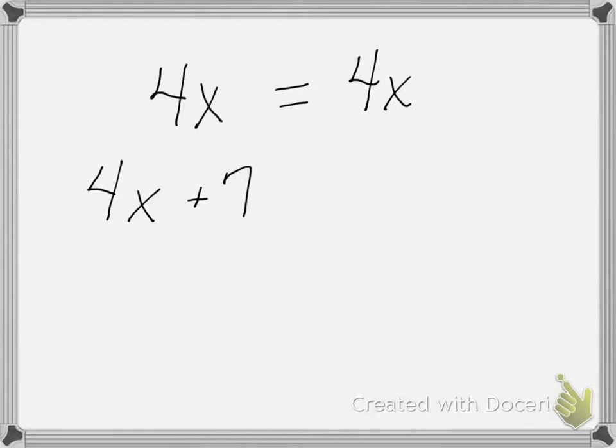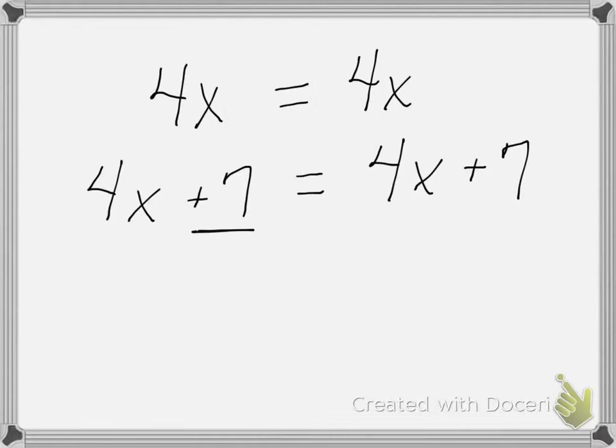Okay, my goal for today is for you guys to be able to solve equations by adding or subtracting. If you add or subtract the same number to both sides of an equation, then the two sides remain equal. For example, if I have 4x equals 4x, and I add 7 to both sides, 4x plus 7 is still going to be equal to 4x plus 7. Whatever I do on one side of the equal sign, I have to do to the other.